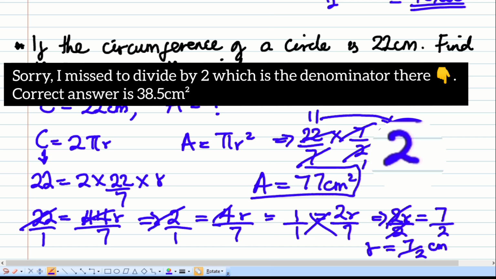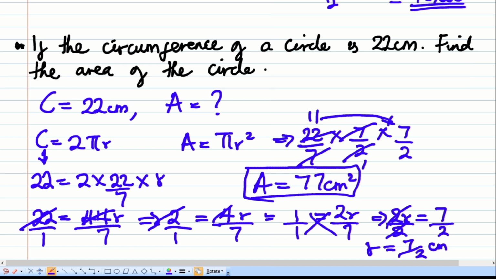Don't forget that area is always given in centimeters squared or meters squared or millimeters squared. Just make sure it's going to be squared because we are multiplying 2 dimensions. That's area. Okay, so let's go to the next one.